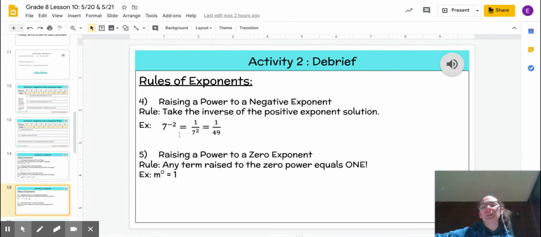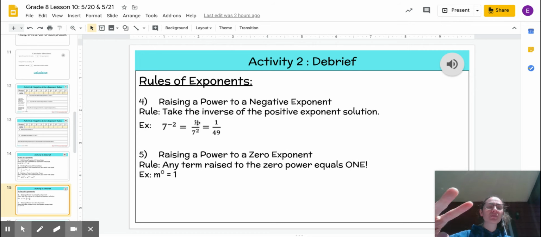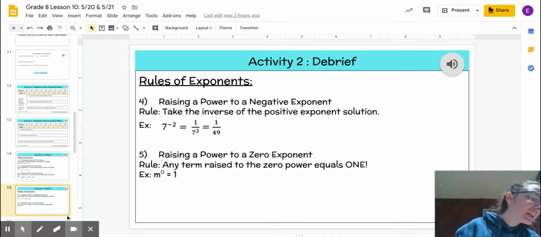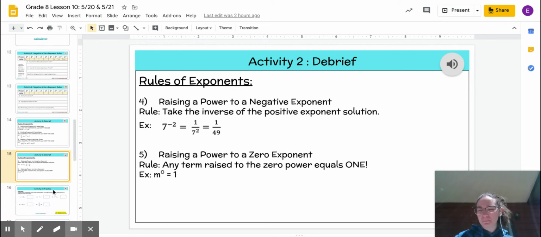Next here, on slide number 15, we have a power to a negative exponent. So that means when we have a negative number in our exponent, you have to reciprocate it, and you have to write it as a fraction of 1 over that exponent, which we can simplify, in this case, to 1 over 49. Then, when we raise a number to the 0 exponent, it is always, every single time, no matter how big the number is, going to be 0.